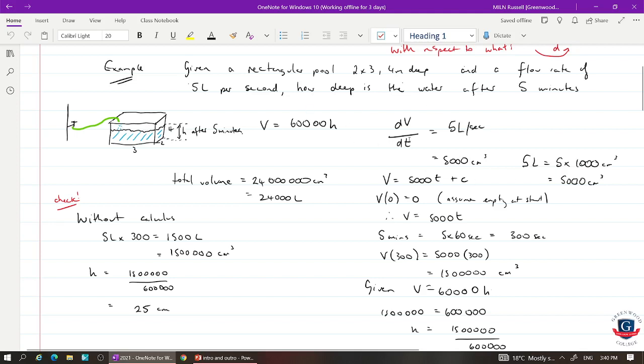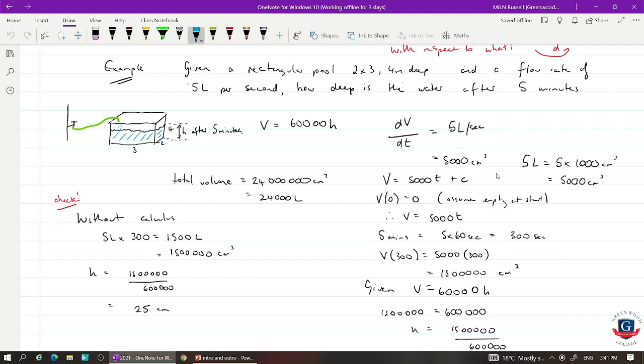Let's have a look over here now. Now we've got the rate of change. The rate of change is 5 liters per second. That's what's stated here, which would be 5,000 centimeters cubed per second. We should probably put the per second on the end of that. And we get that 5,000 centimeters cubed from 5 liters by knowing that 1,000 centimeters cubed is a liter, and we've got 5 of them. So that's nice and easy.